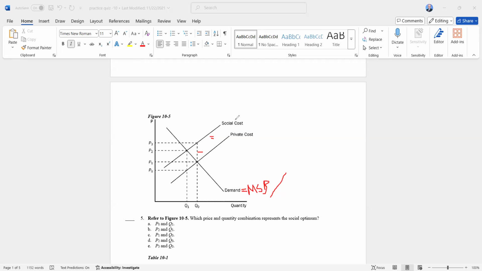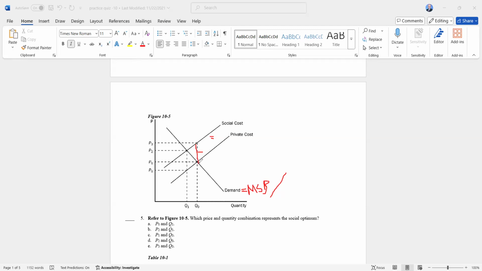The optimal is where marginal social cost and marginal social benefit intersect. It's going to be P2, and that's going to be B as in broccoli. Now, they could ask you the market, which would be P1 Q0. It's right here, P1 Q0. They could ask you the external benefit, which is this line here, P3 minus P1.